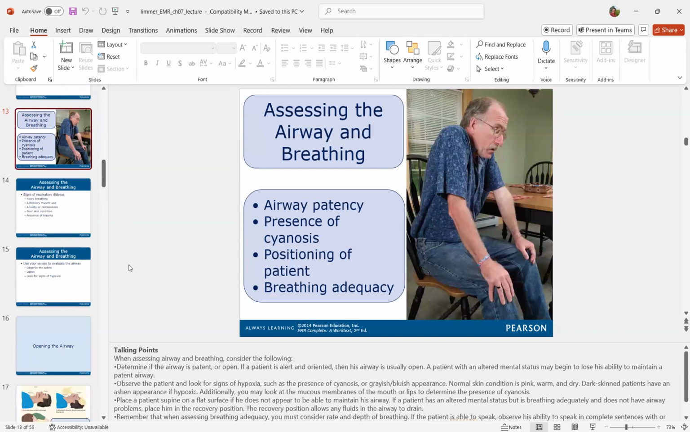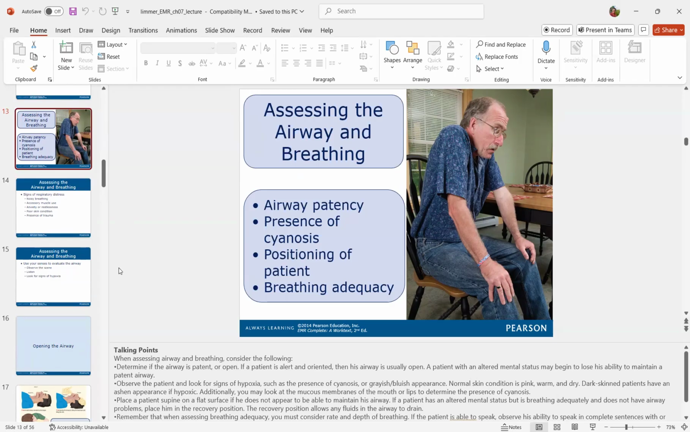Assessing the airway and breathing. So when we're assessing this, we want to consider some things. Determining if the airway is patent, which just means open. If they have an open, patent airway, that's good, right? If the patient is alert and oriented, their airway is usually open. If they're talking to you, it's usually an open airway.